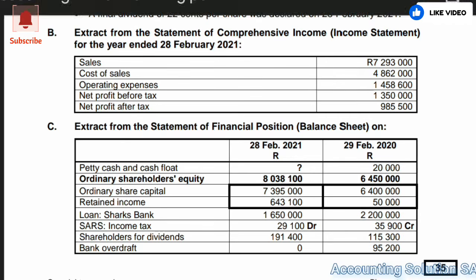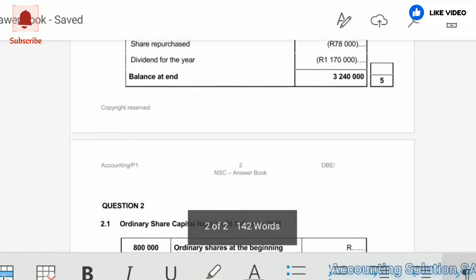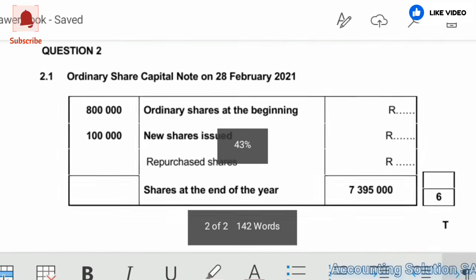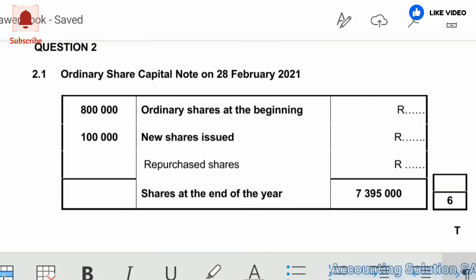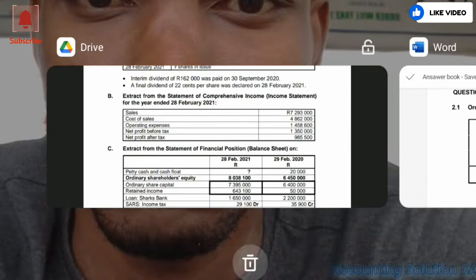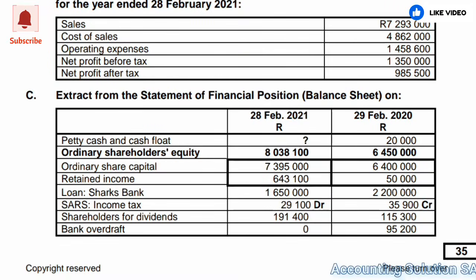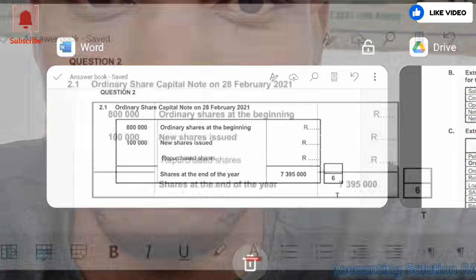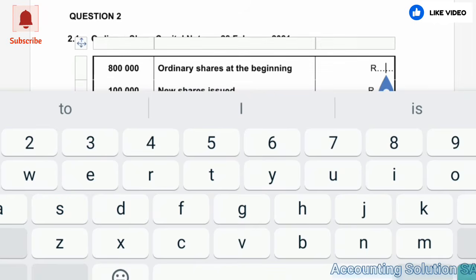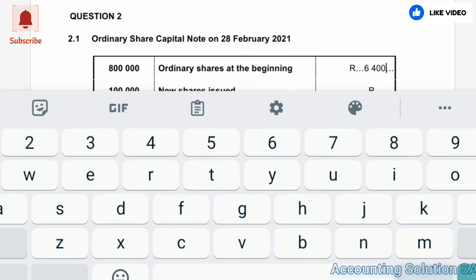Okay, let's first go to our answer book and check how it will look. Okay, this is how our answer book looks like. Number one, they said we have to record ordinary share at the beginning. Let's check if we have it. Ordinary capital at the beginning, 6.4 million. We have it. It's given there on 29 February 2020 as the beginning, 6.4 million. Let's record it, then we proceed. 6.4 million.